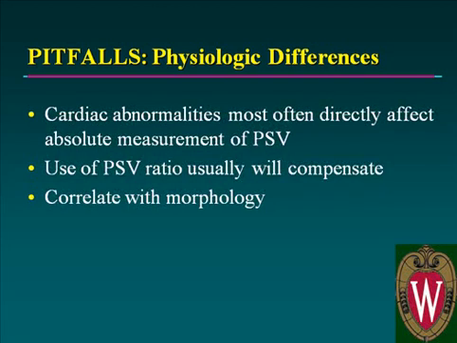Cardiac abnormalities most often directly affect the absolute measure of peak systolic velocity. Using the peak systolic velocity ratio will usually compensate and give you some handle on degree of stenosis. So if you have a patient with a low peak systolic velocity but with obvious plaque, I would suggest that you rely more specifically on the ICA/CCA peak systolic velocity ratio and correlate, of course, with the appearance on color and grayscale.